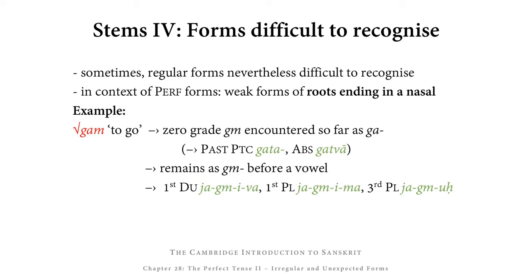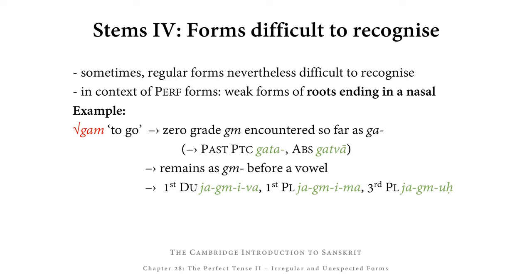But sometimes we also find it in the zero grade. The zero grade of gam would be gm. So we remove the guṇa a and we're left with gm. So far we have mostly encountered this zero grade as ga. So for example, in the past participle we had gata, in the absolutive we had gatvā. That's the form that gm appears in whenever the m, the nasal, comes to stand between two consonants. So instead of gmta we had gata, instead of gmtvā we had gatvā.